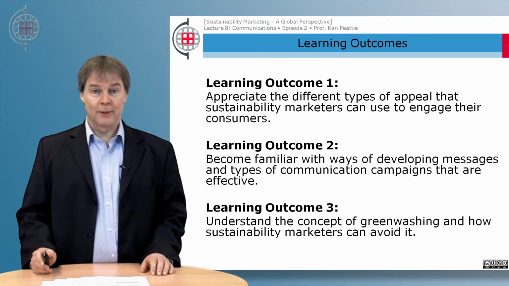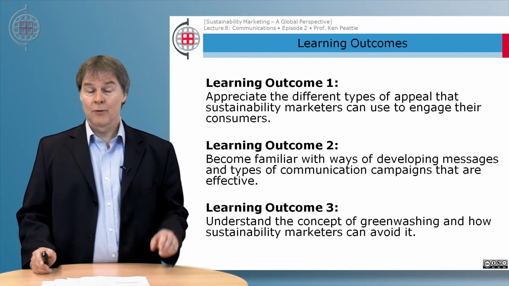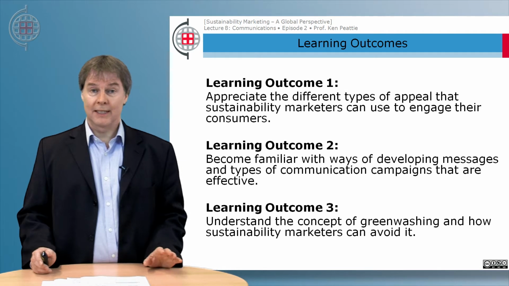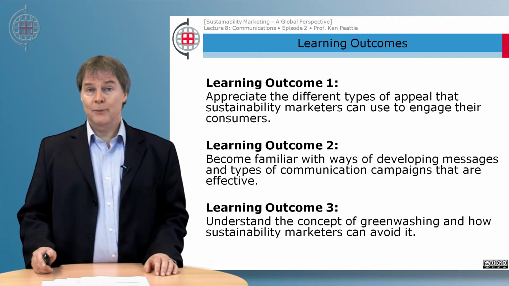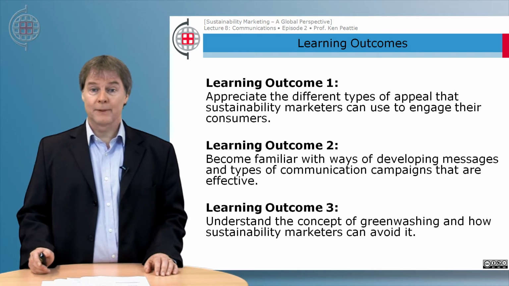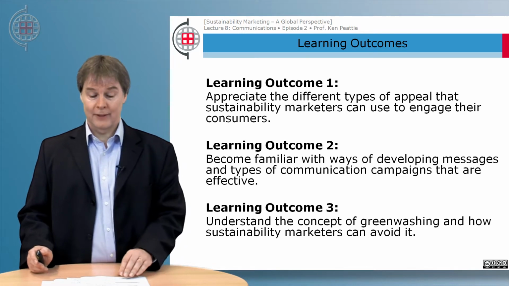There are three outcomes we hope to address in this session. The first is appreciating the different types of appeal that sustainability marketers can use to engage their consumers, so looking at really how sustainability marketers try to reach their consumers with marketing communications. The second will hopefully get you familiar with the different types of messages and types of communication campaign that can be effective. And finally, looking at the concept of greenwashing and the way in which sustainability marketers can avoid it.